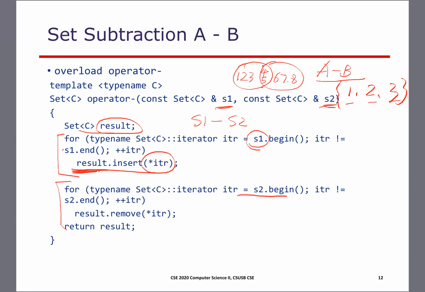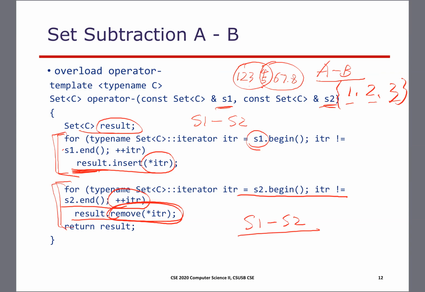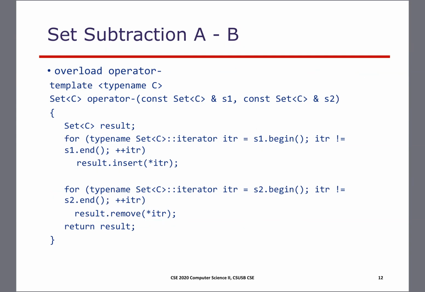So S2 begin, S2 end, plus plus iterator, and then we remove all the elements in S2 from the result. So using these two for loops, we can get S1 minus S2, the difference between S1 and S2. The elements are in S1, but not in S2. This is the subtraction or the difference between S1 and S2.